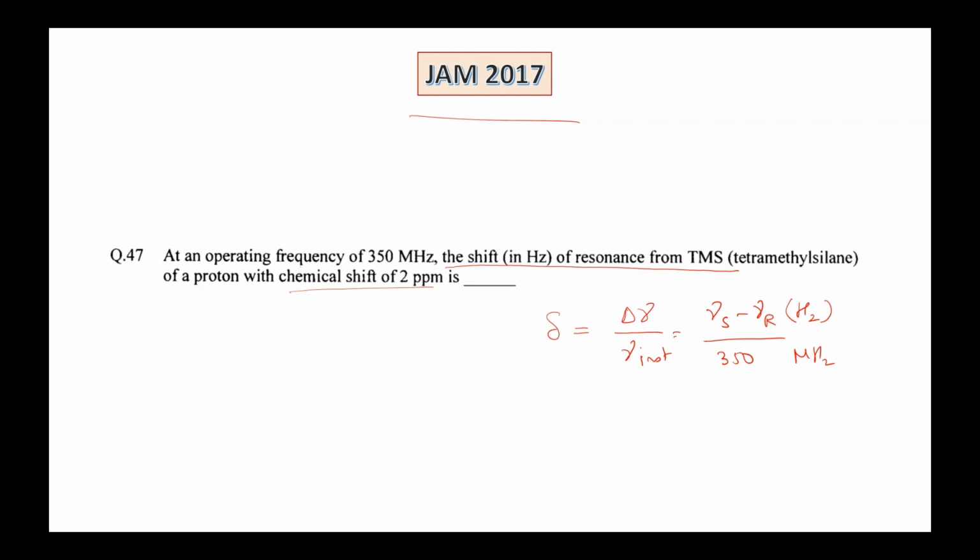So now the delta is 2, delta nu I don't know how much is the shift, and the instrument frequency is 350 megahertz. So the delta nu in hertz, this is in ppm, I'll be having delta nu which will come as 2 into 350, which is 700 hertz. So the answer is 700 hertz. Very simple.